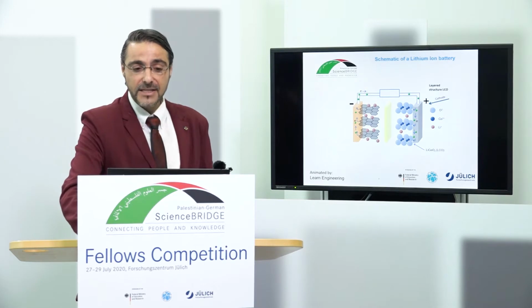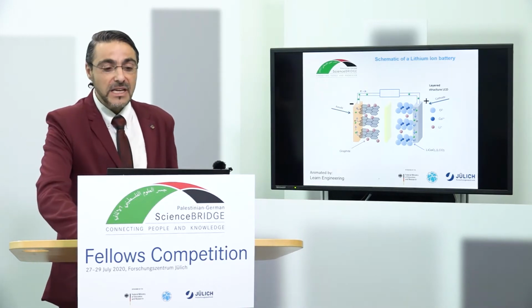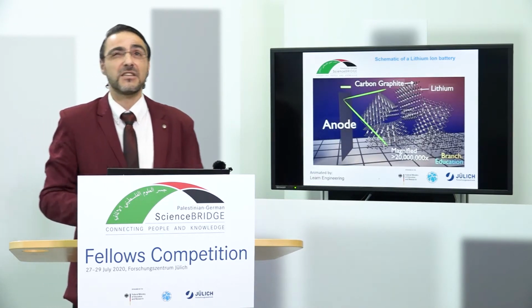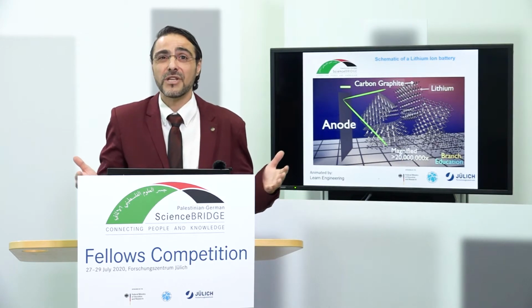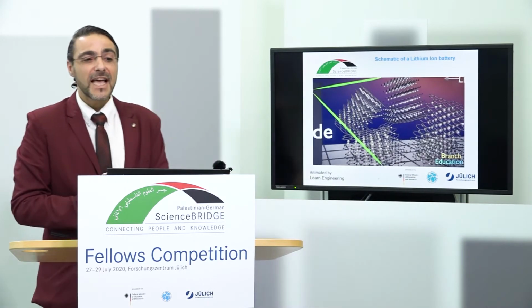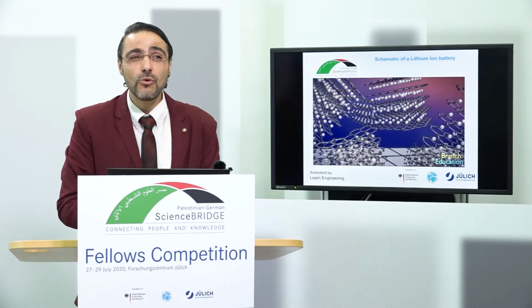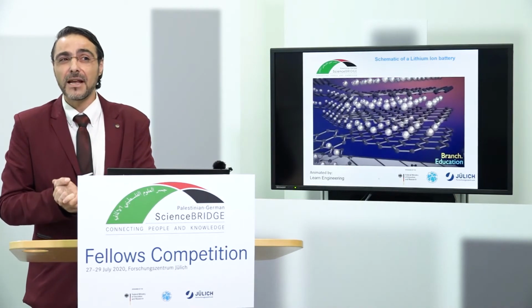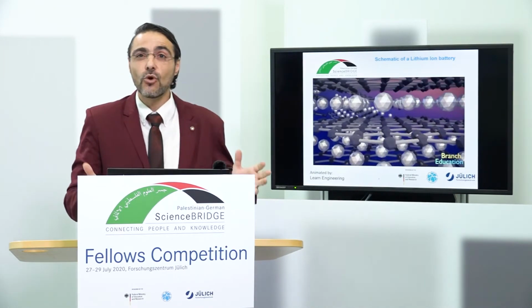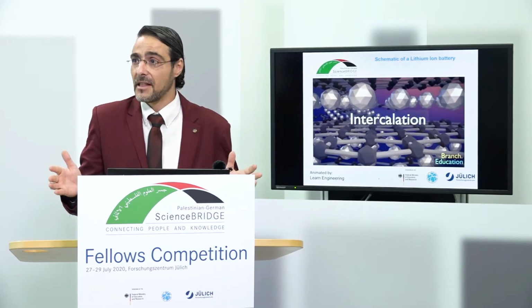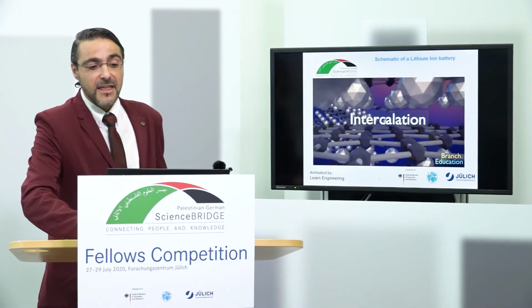The second part is the anode. The anode is just graphite. It's just a material that you use in your pencil, for example. It has no role in your electrochemical reaction, but it just stores the lithium ions in its layers.